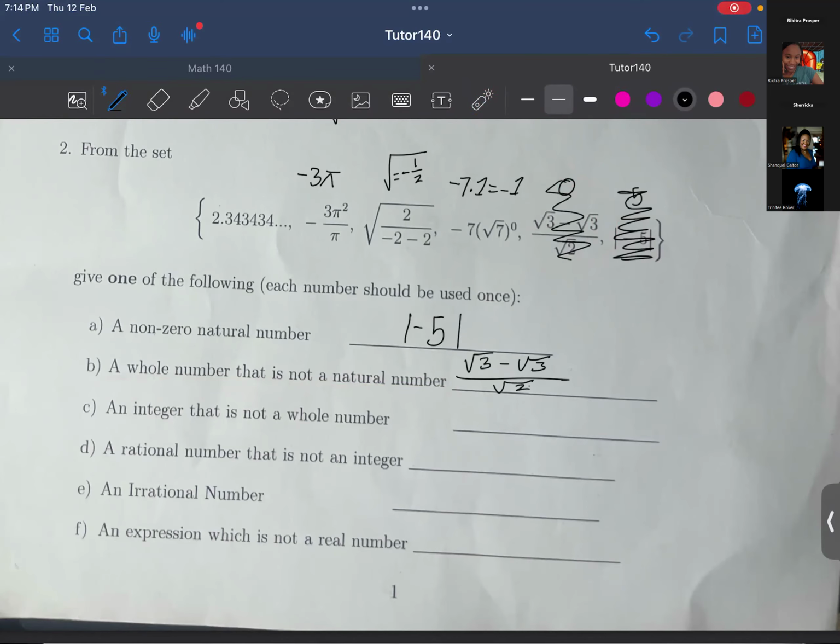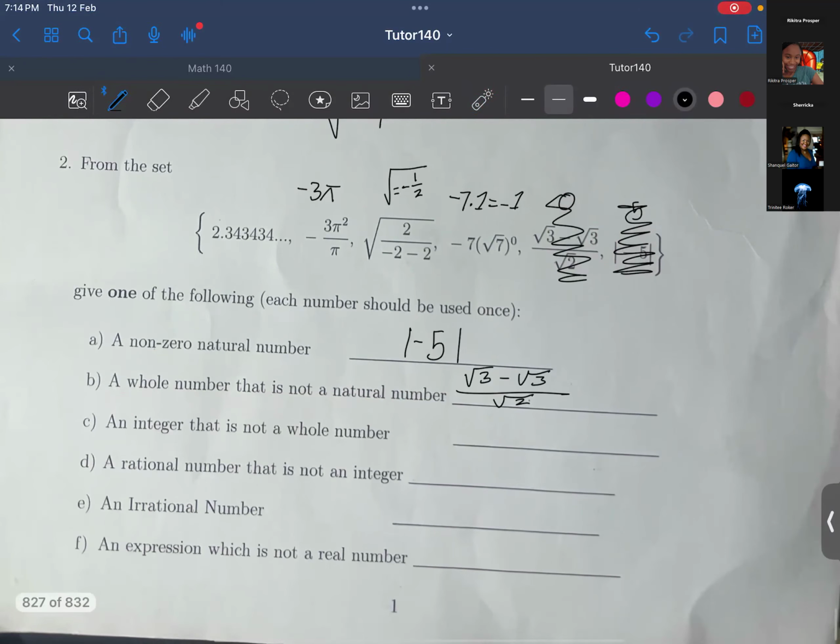Then cross it off. An integer that is not a whole number. Right here, this is negative 7. Negative 7 is an integer that is not a whole number. Remember, our integers are positive and negative whole numbers. So negative 7, root 7, to the power 0.